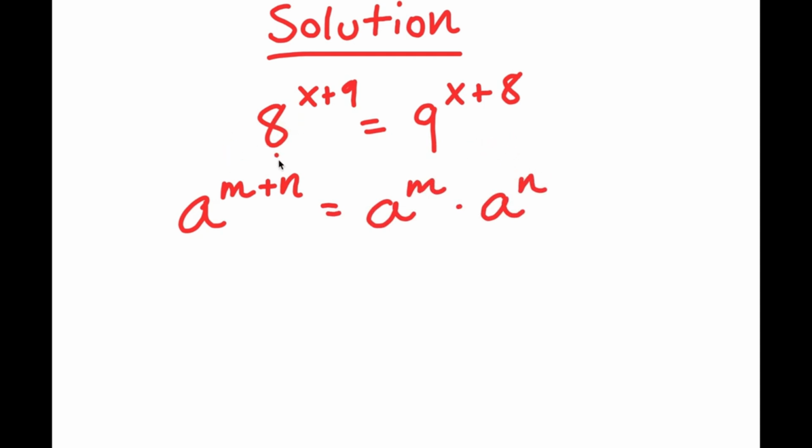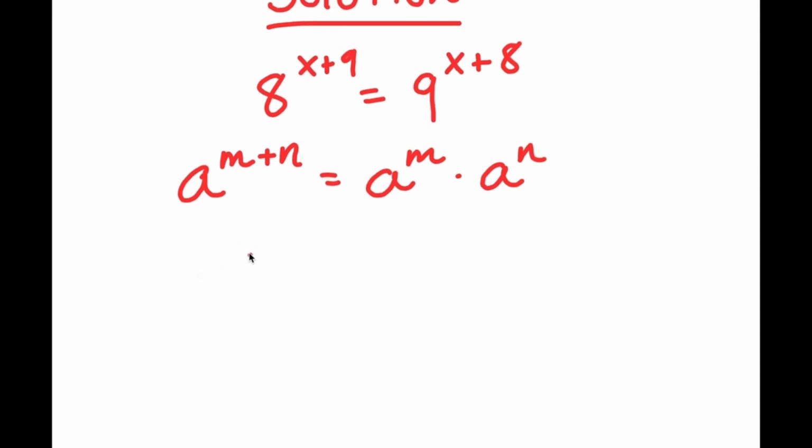So in this case, I have 8 to the power of x plus 9, and I can rewrite this as 8 to the power of x times 8 to the power of 9. And this is equal to 9 to the power of x plus 8, which I can also rewrite as 9 to the power of x times 9 to the power of 8.